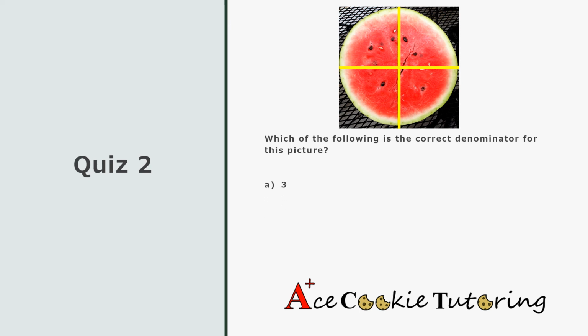My choices are 3, 1, 4, or 2. Before you look at the answer, take a minute, come up with your choice, and pause the video if you need to. My answer is C, 4. I have those yellow lines, and they are dividing the watermelon into 4 equal slices. Remember, the denominator is the total number of pieces or slices of whatever I have, and it has to be equal.